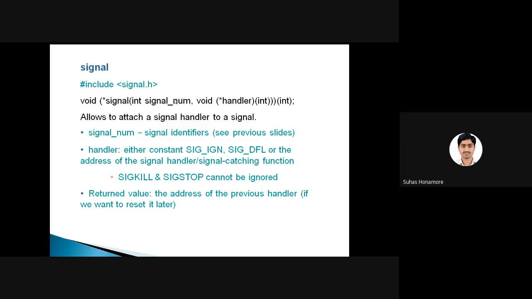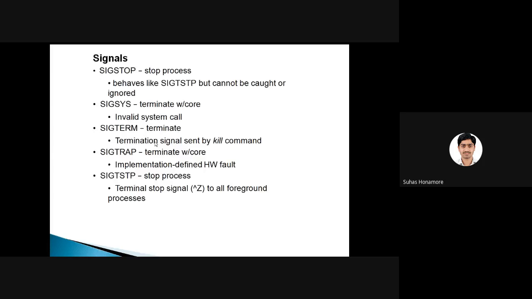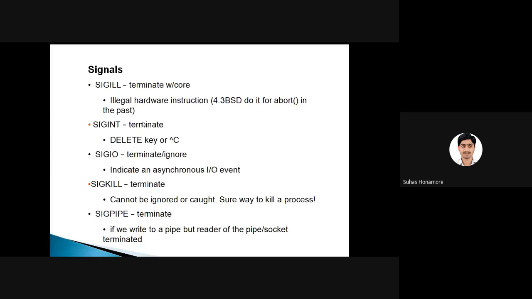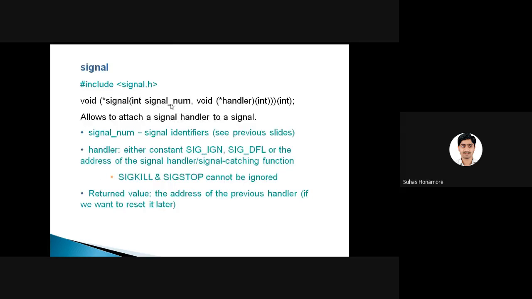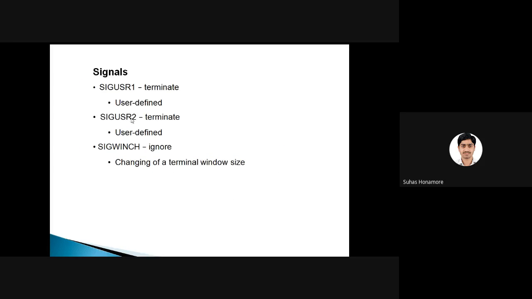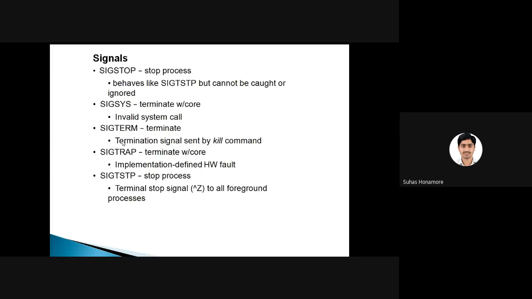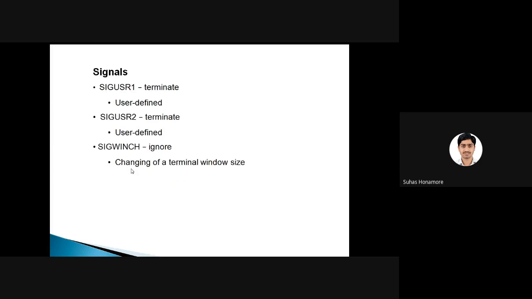Here the signal number is a signal identifier. Whatever we have studied, the 32 signals, these are all identifiers. So here you list which signal you want to receive, and for which signal you want to perform some kind of action. These are all macros, defined in signal.h, and they have integer values only.